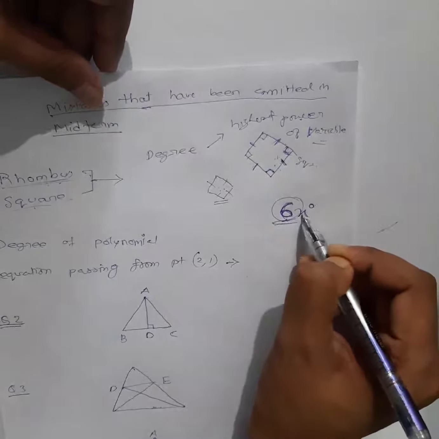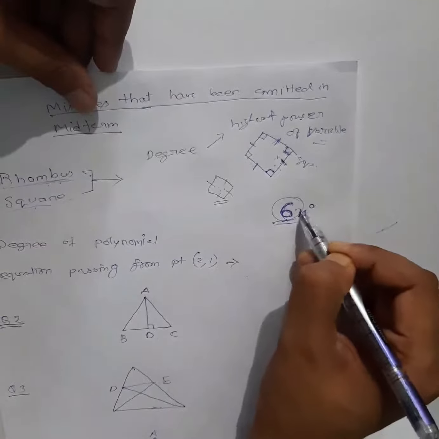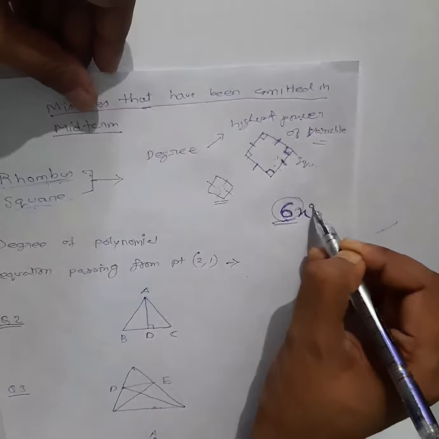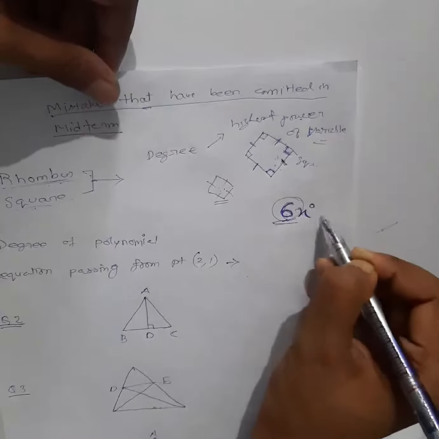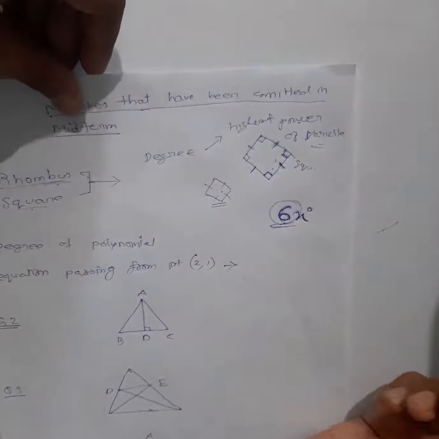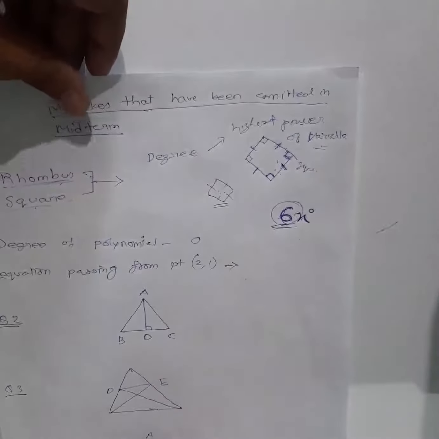So 6 into x to the power 0 is what? 6 into 1, I can say. So I can introduce this variable here. Now what is the power of this variable? 0. So the highest power here is 0, and the degree of this polynomial is 0. 0 was the correct answer.